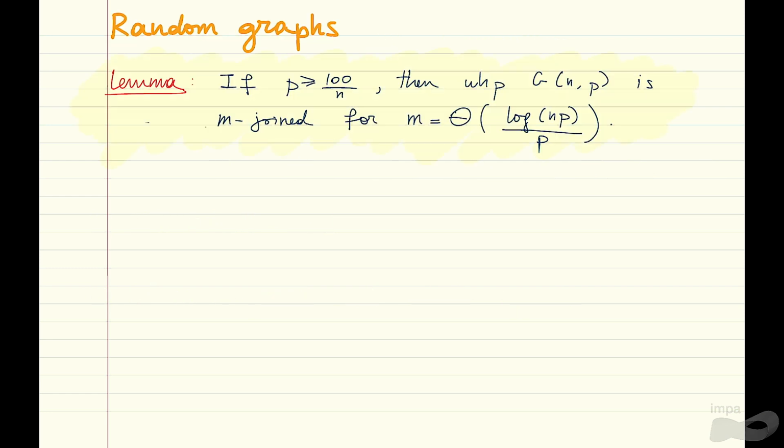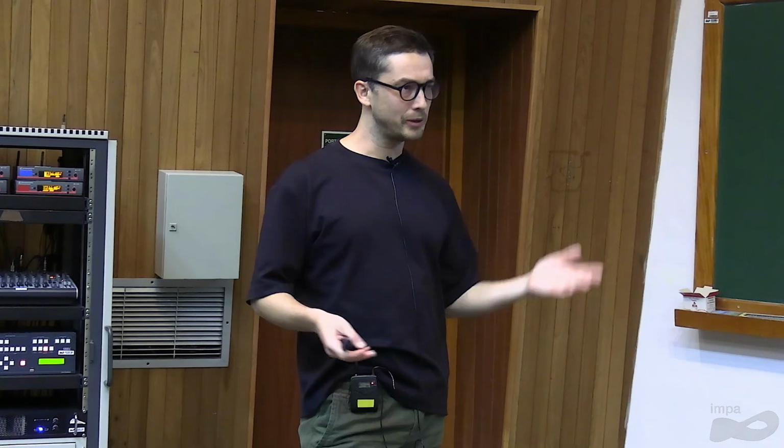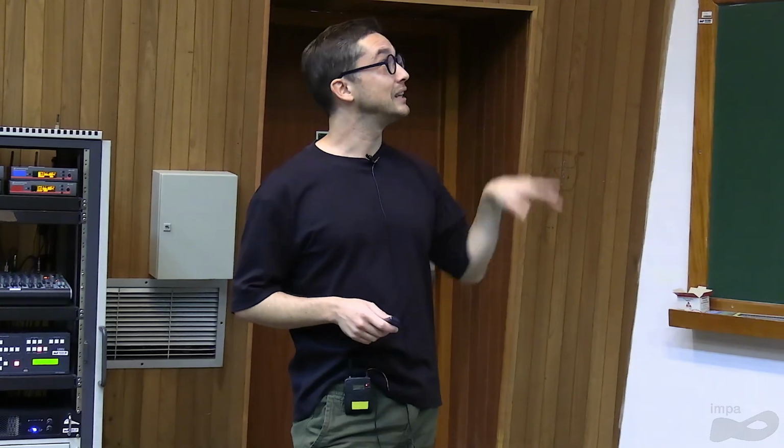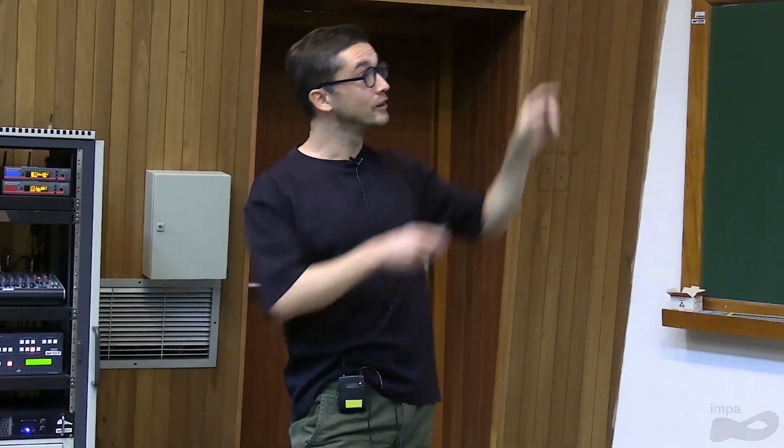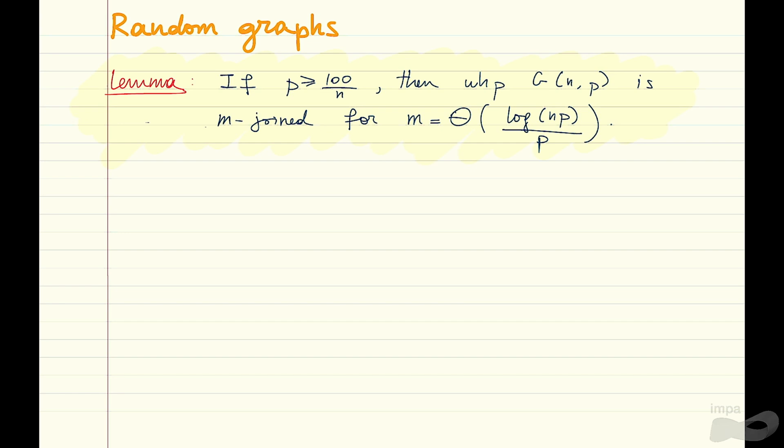Okay, so examples of expanders and m-joined graphs. The first example is obviously the random graph. If you have a random graph G(n,p) with p of the form C over n, then with high probability, it's going to be m-joined for m of the form log(np) over p.